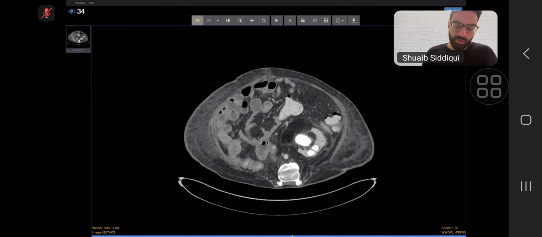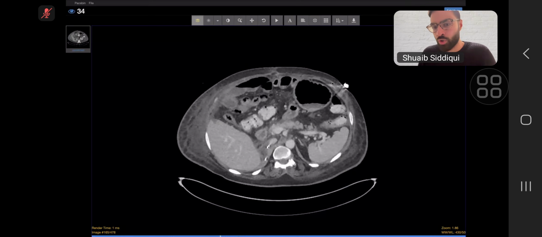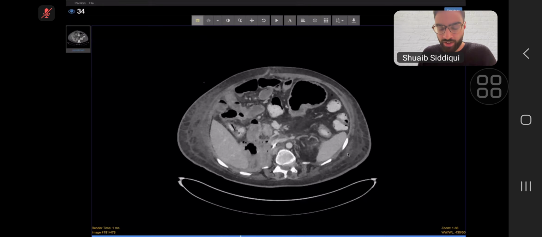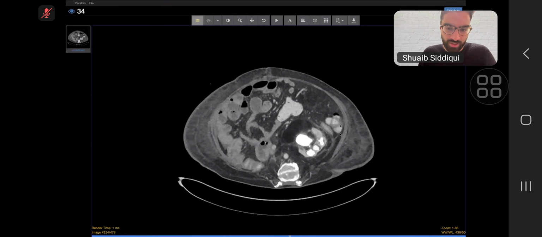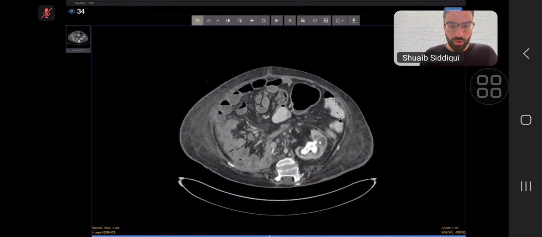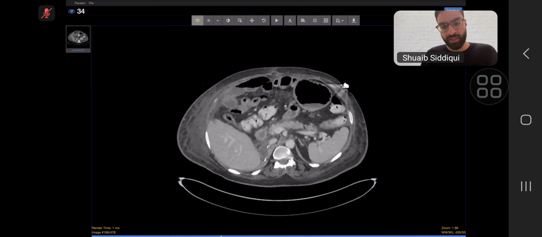A lot of the time you may say things which aren't relevant. An air fluid level in the stomach is a normal finding, right? So only mention things which are relevant. Fair enough, mesenteric stranding and subcutaneous edema are relevant because obviously that's not normal. But things like a dermoid or an air fluid level in the stomach, I wouldn't mention, because that's just a normal finding.